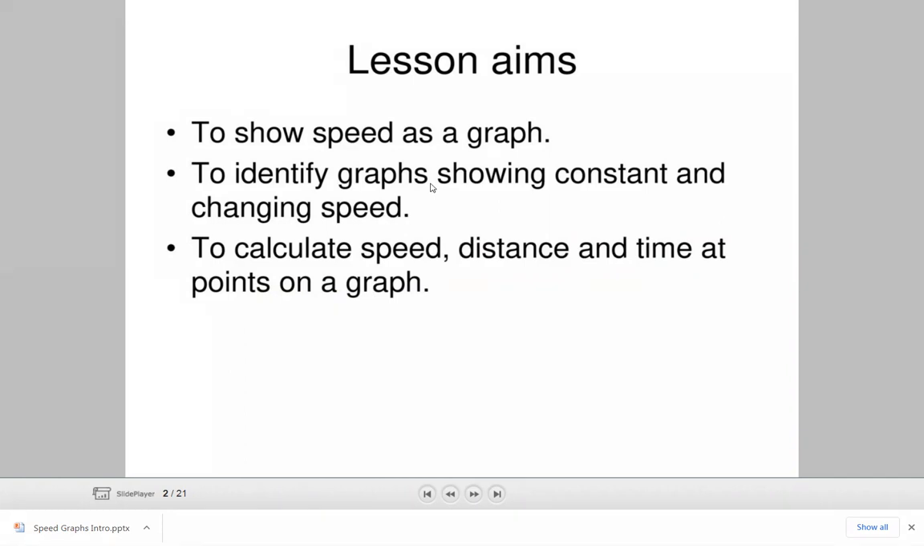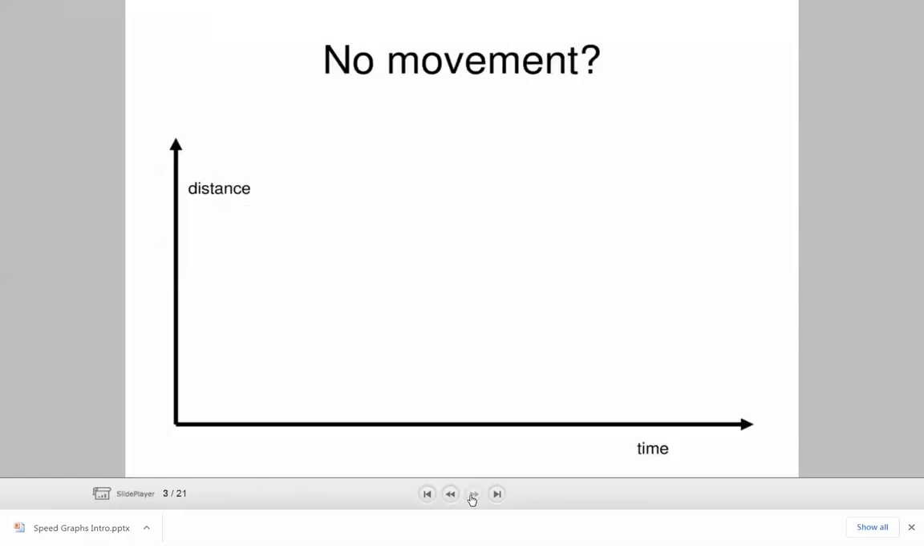And then we can easily identify which graph is representing constant speed, which graph is representing increasing speed or decreasing speed, and which graph is representing when the object is stationary and not moving at all. Then by using the graph, we will calculate the speed, distance, and time at points on the graph. So first, let's move on to the representation of distance on a distance time graph.